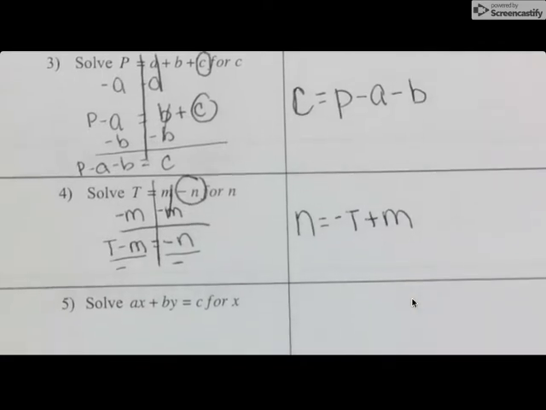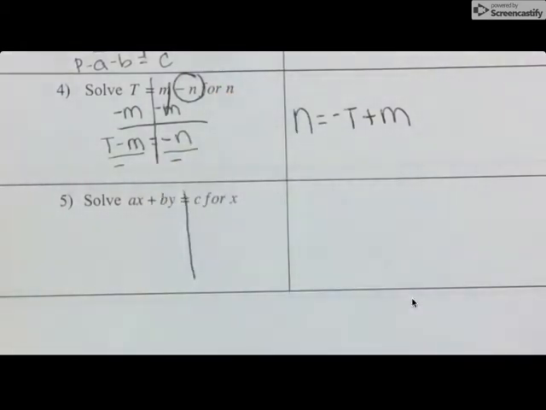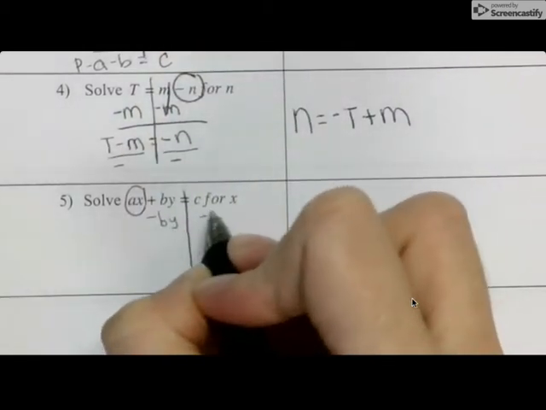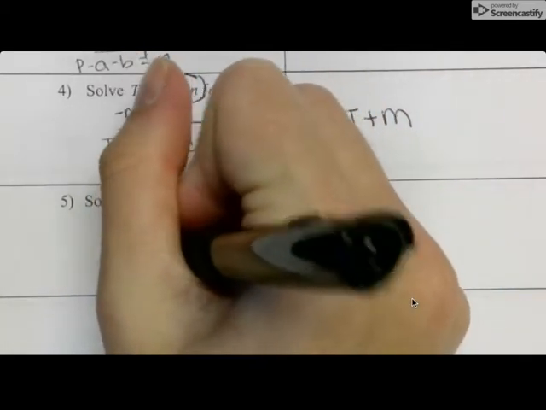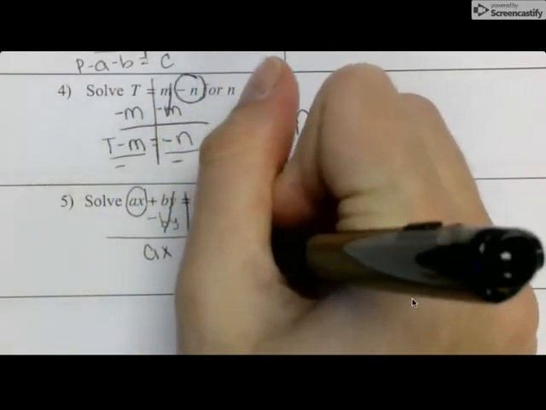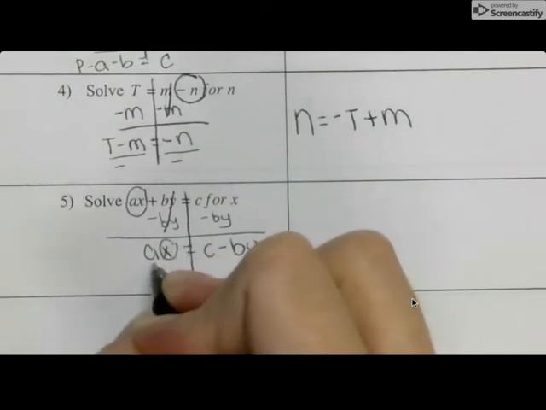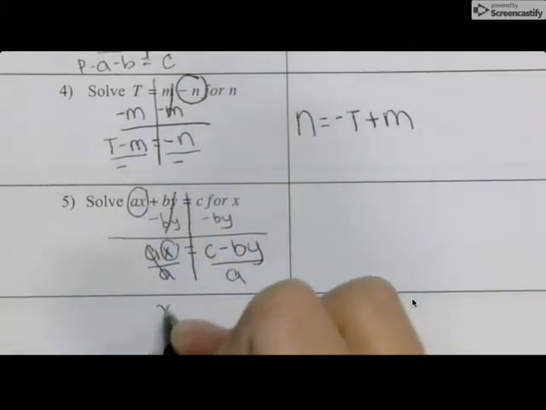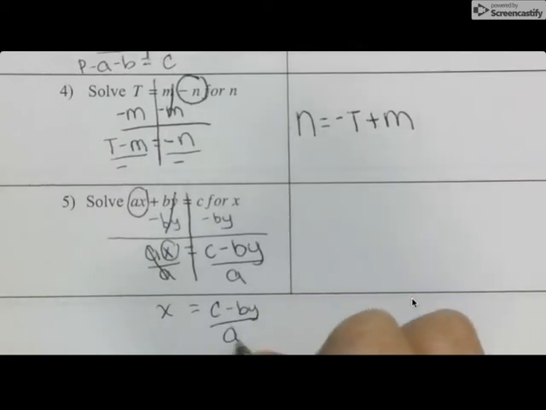Okay? So now looking at the last one. Draw my barrier. I'm going to circle what I want to get alone. So I'm going to subtract by from both sides. That makes a zero pair. Ax equals c minus by. I want to get this x alone. So I'm going to divide by a. That makes a one pair. And x equals c minus by all over a.